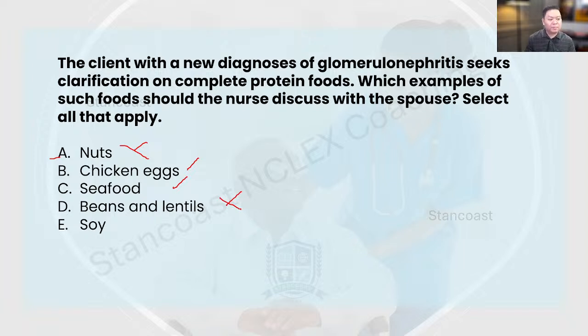So we're left with letter B: chicken, eggs, seafoods, and soy. These are known to have the essential amino acids, while the rest of them have protein content, but they lack the essential amino acids.